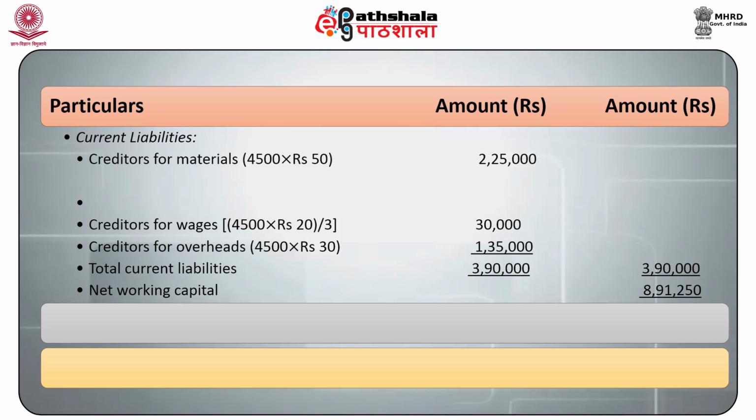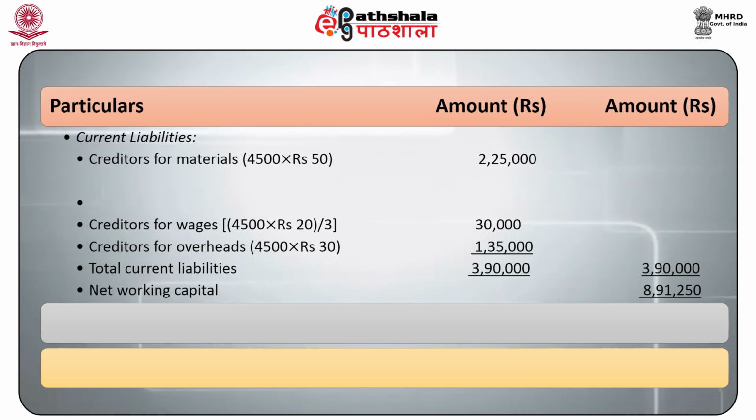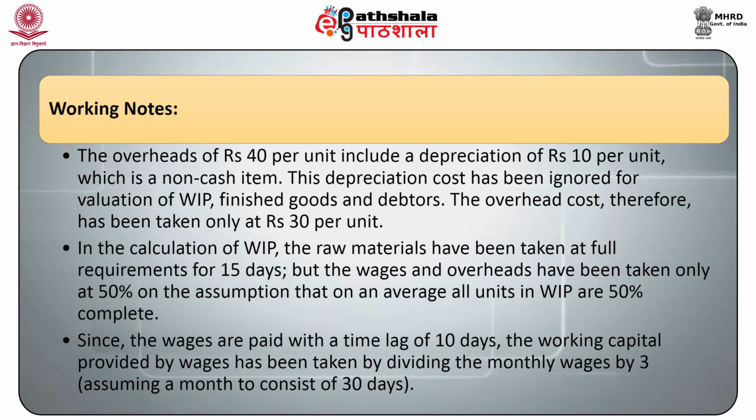12,81,250. Next, we have to calculate the current liabilities, in which the creditors for materials, the creditors for wages, and the creditors for overheads give us total current liabilities. The net working capital comes out to be 8,91,250 rupees. There are some working notes for this.